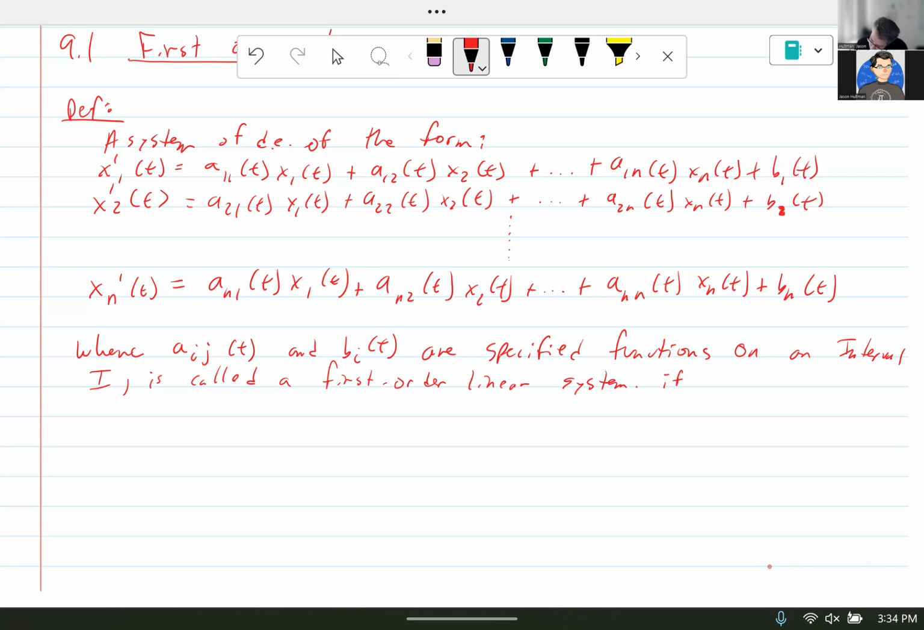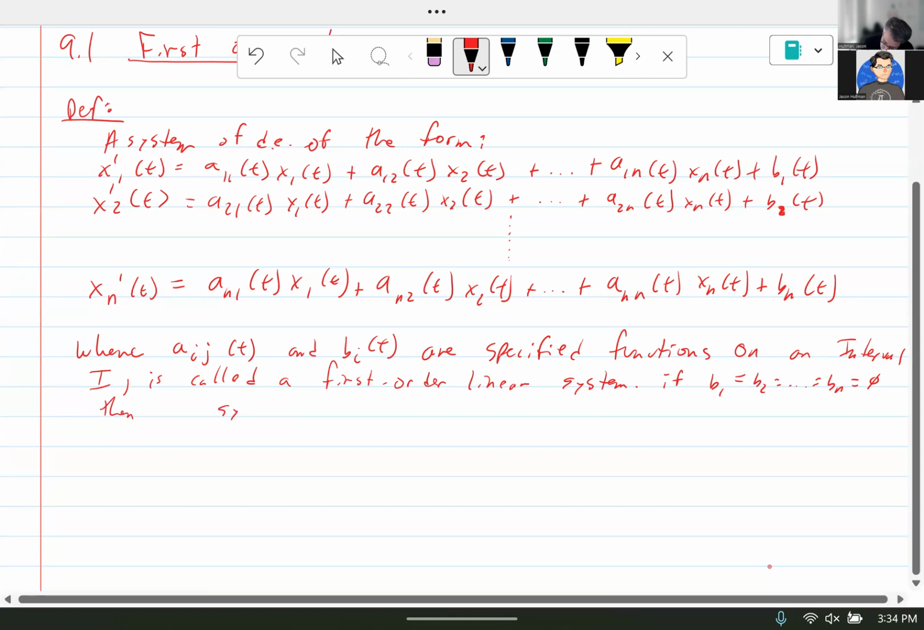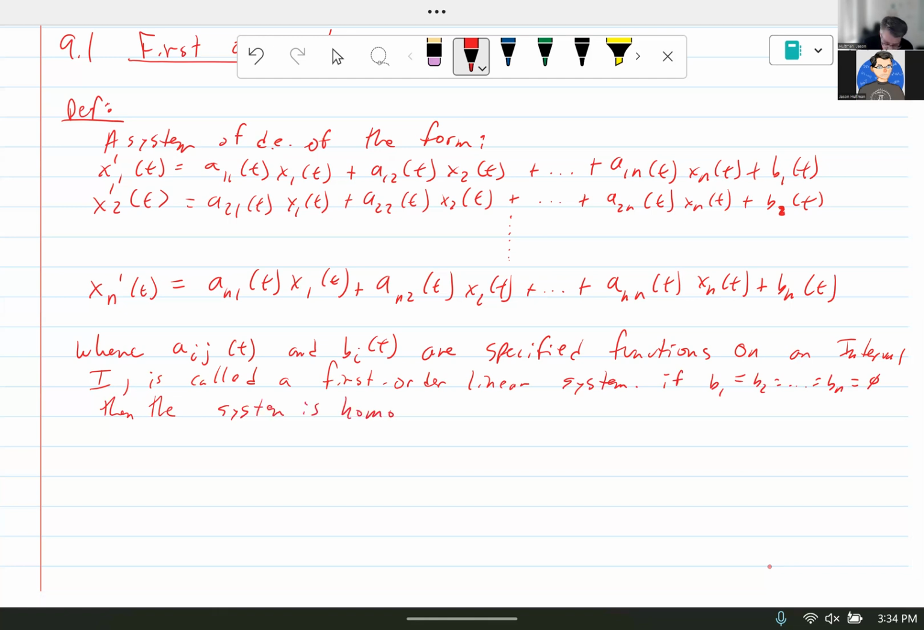If b1 equals b2 equals dot dot dot equals bn equals 0, then the system is homogeneous. Otherwise, it is non-homogeneous.